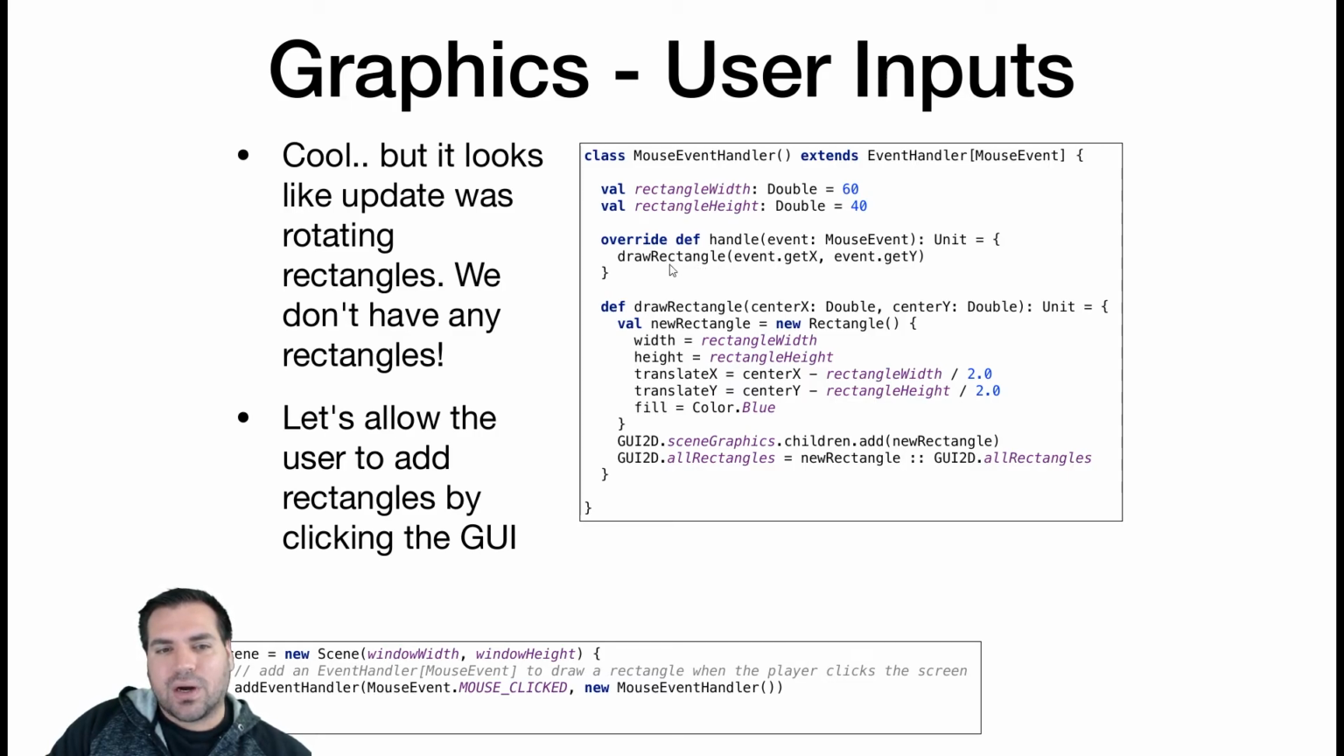And I'm going to draw a rectangle with this method. This is where I'm going to shift. I know where my center is. I want the center to be where the user clicked. And I'm going to shift that by half the width and half the height to get my translation to where I want it to be.